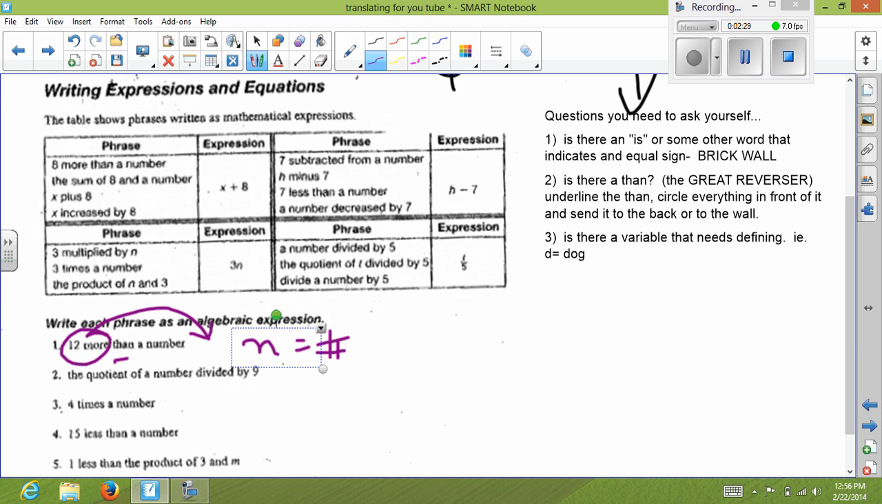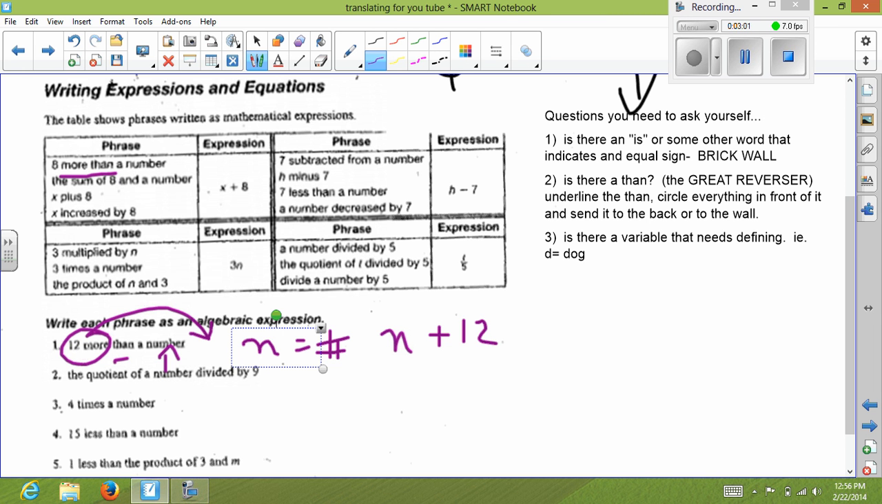Okay? And so now I'm going to start. And you always start, because this is now in the back, with a number. So to translate this from verbal into numerical, I'm going to write n plus 12, because "more than" means to add. So n plus 12. And the reason that the 12 is second is because that word "than" switched the order of it. Okay? Number 2: the quotient of a number divided by 9.